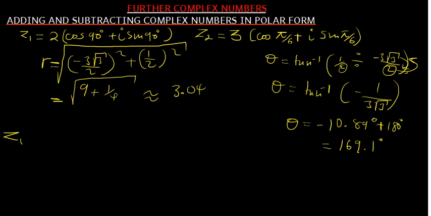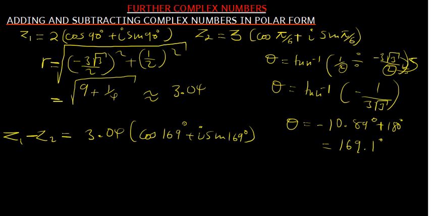We can go on now and express it in the form that is wanted. Then we're going to say z1 minus z2 is equal to r, and r we found 3.04, open brackets, cos the angle theta, 169 degrees. Let me just write it as a whole number, plus i sin 169 degrees. So that is going to be the answer after performing the subtraction.